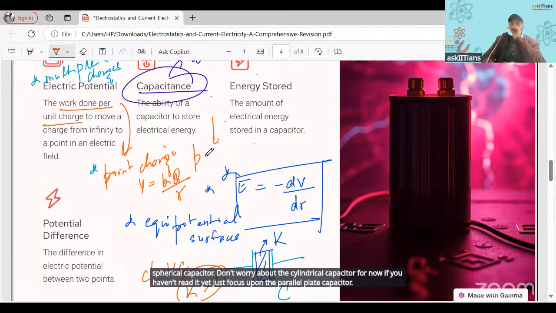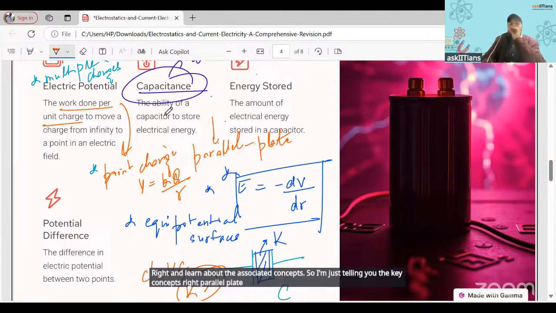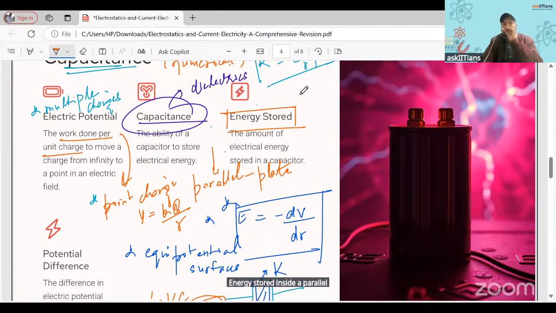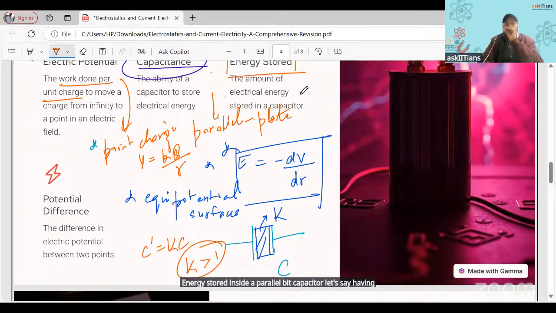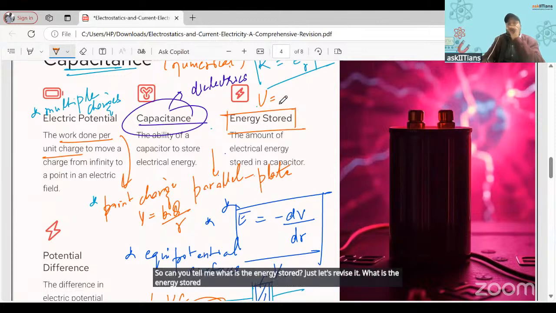Just focus upon the parallel plate capacitor and learn about the associated concepts. So I'm just telling you the key concepts, right? And then we have this concept of energy stored. Energy stored inside a parallel plate capacitor, let's say having charge Q. Can you tell me what is the energy stored? Let's revise it. What is the energy stored in a capacitor?